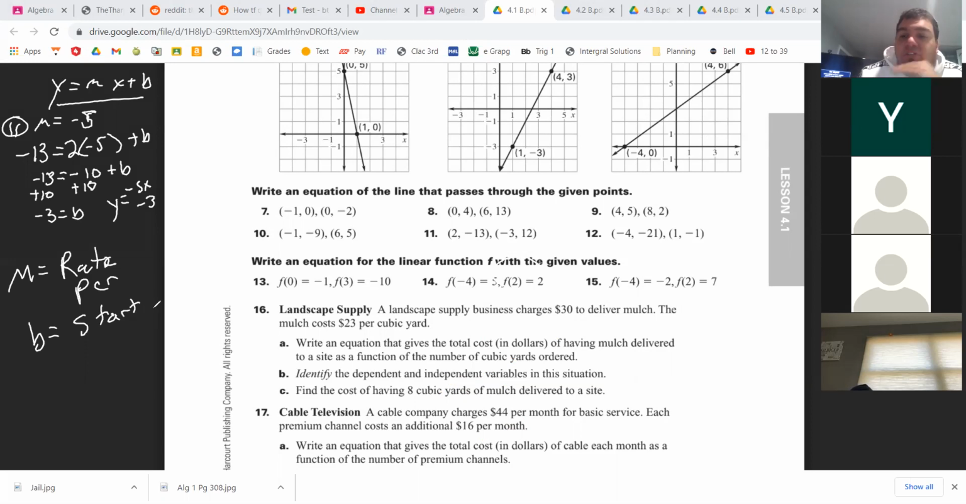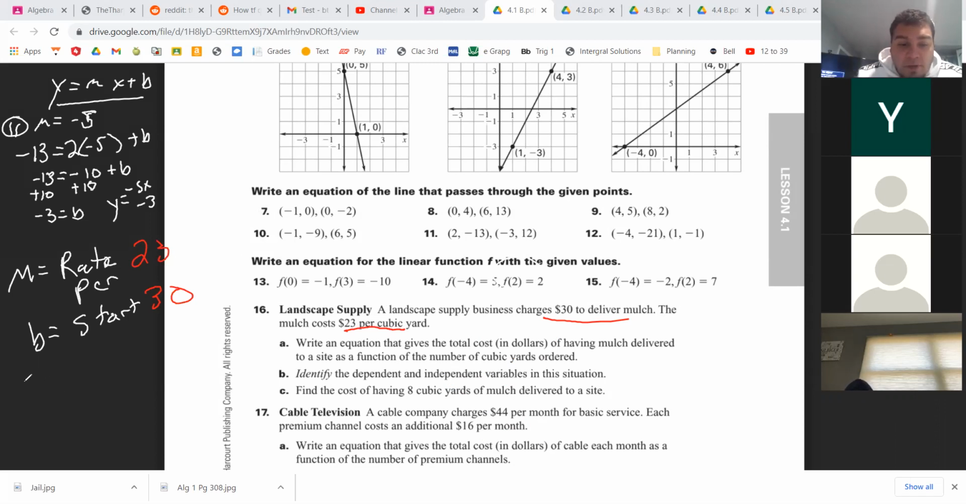So usually it's like just to deliver it, just to enter, just to start, you have to pay this much. So looking at the word problem, it has a $30 delivery fee and it's $23 per cubic yard. It's like your shipping fee of 30 bucks to deliver. So no matter how much mulch you buy, you have to pay that $30. That would be your starting point, while 23 per cubic yard, that word per is a big key that tells you it's a rate. It's something that changes over something. So it's $23 per cubic yard.